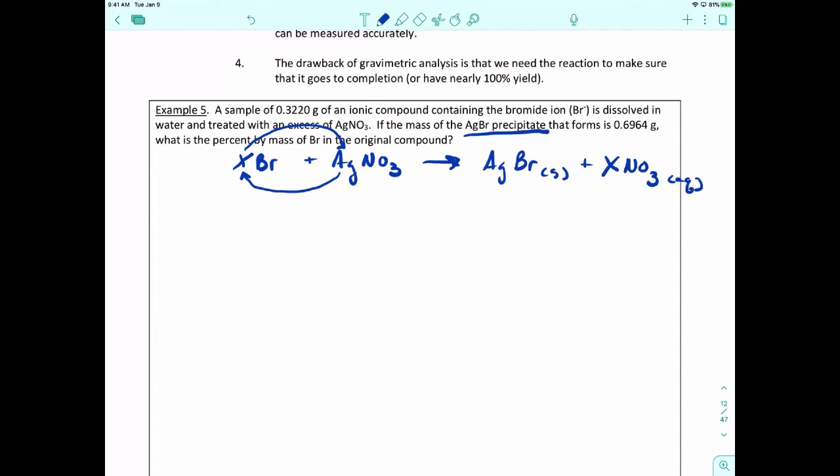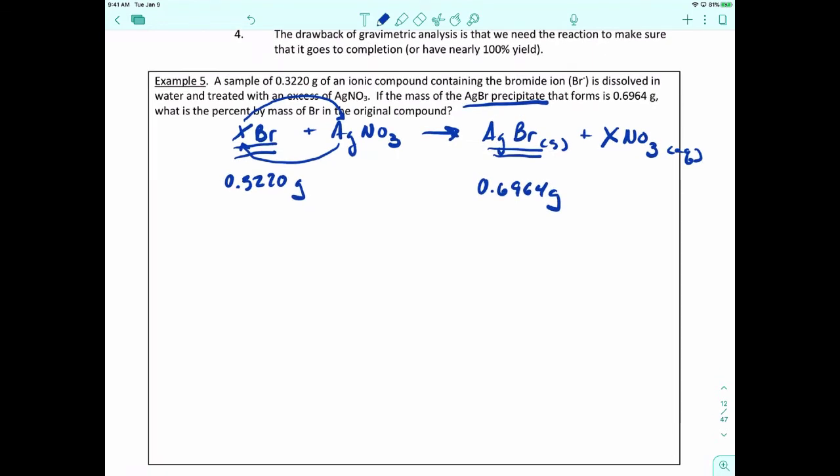Now, do we need to know X for this problem? Nope. It doesn't matter to us because that's not what we're interested in. At the end of the day, we want to know in this XBr compound how much of this is Br. So we have to figure out how much bromine we have in this compound, and then use the law of conservation of mass to help us out. We were told that you had a mass of 0.3220 grams of this compound, XBr. When you go through this reaction with AgNO3, you form 0.6964 grams of AgBr. So we want to know inside that AgBr compound how much of this 0.6964 grams is bromine.